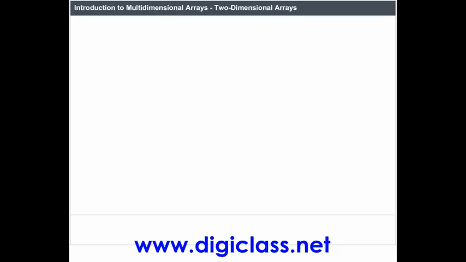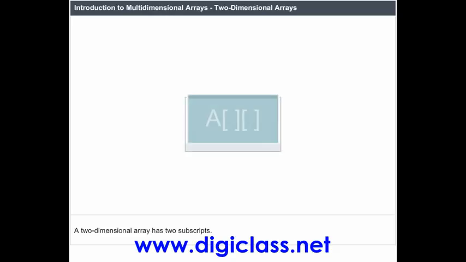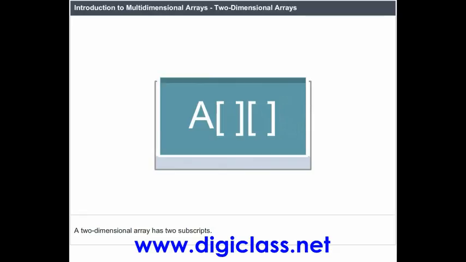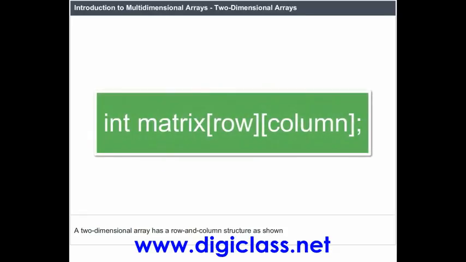Introduction to Multidimensional Arrays, Two-Dimensional Arrays. A two-dimensional array has two subjects. A two-dimensional array has a row and column structure as shown. int matrix[row][column], where row can only be an integer and column can only be an integer.